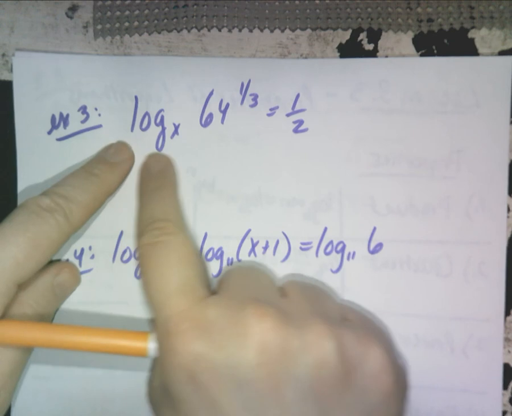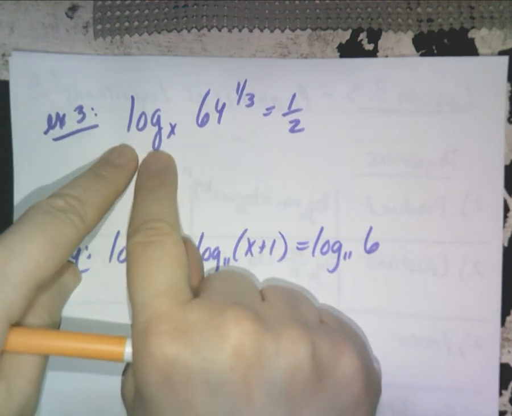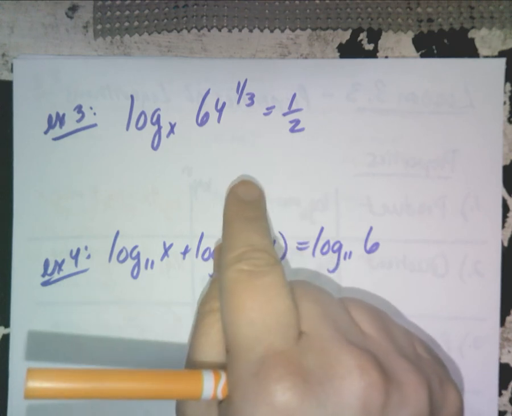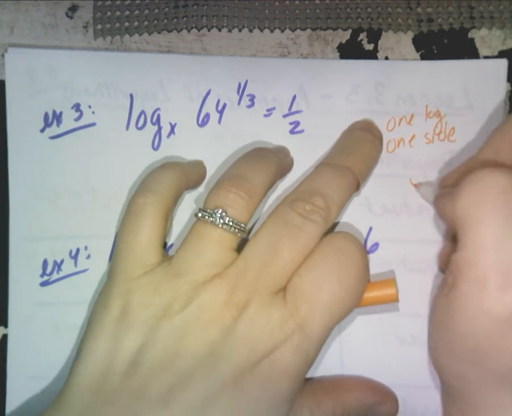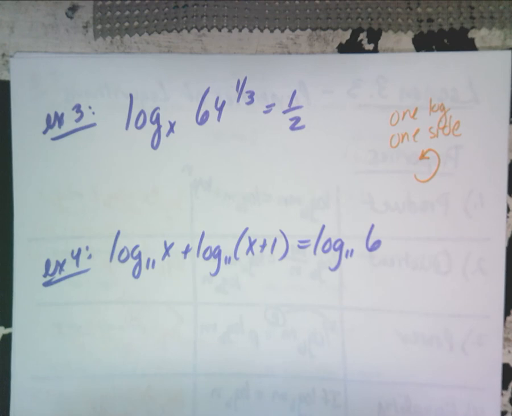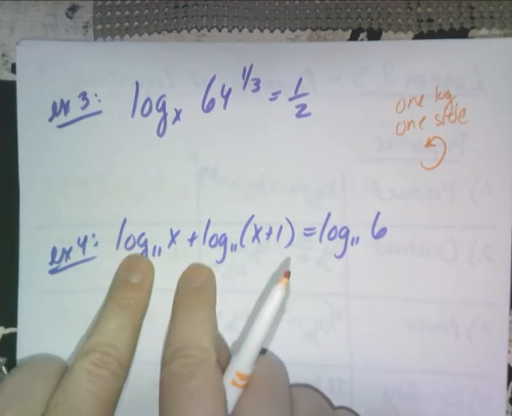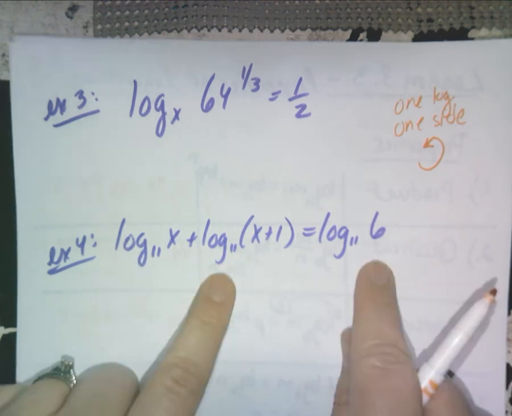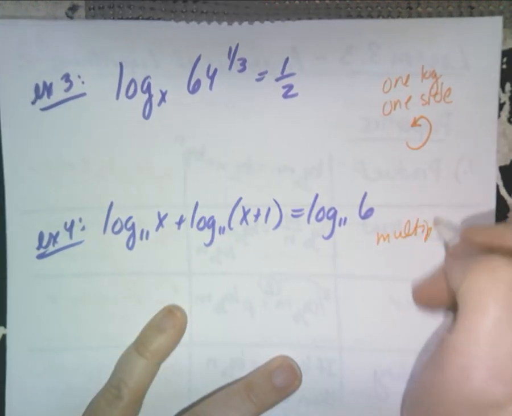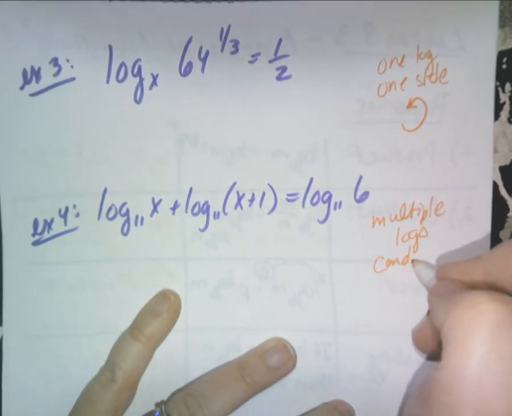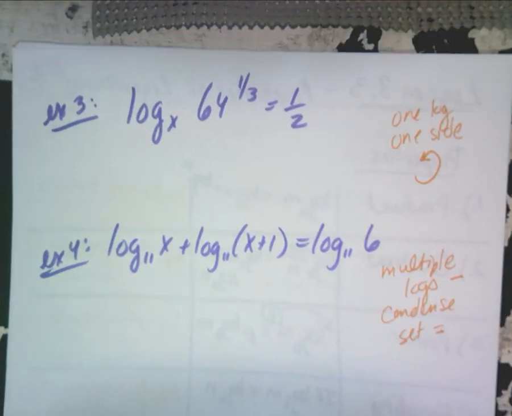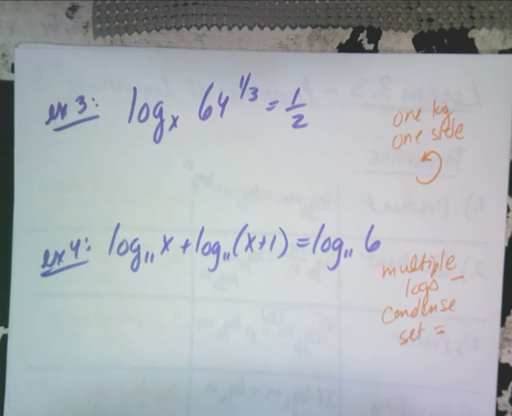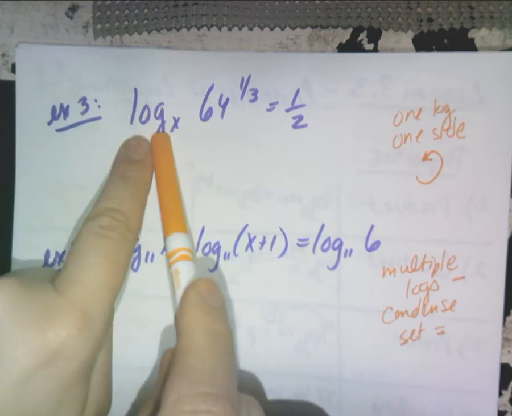If you have one log on one side, you with me? You do the backwards C. One log, one side, do this. But if you have multiple logs, you condense and then you set them equal. Multiple logs, condense, and set equal. So you've got to know the difference, because I'm going to give you a problem like this and then a problem like this on the next test, and you've got to ask, what do I do? Do I do the whole backwards thing or do I not? Just know one log, one side, do the thing.